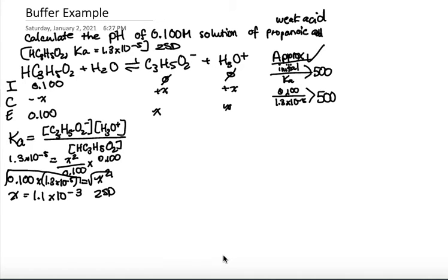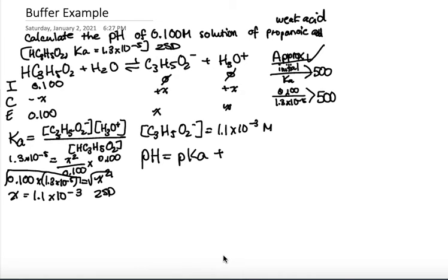So now we know the concentration of our conjugate base, and we know the concentration of our conjugate acid. So we can use the Henderson-Hasselbalch equation. The Henderson-Hasselbalch equation is pH is equal to pKa plus the log of our conjugate base over the acid.